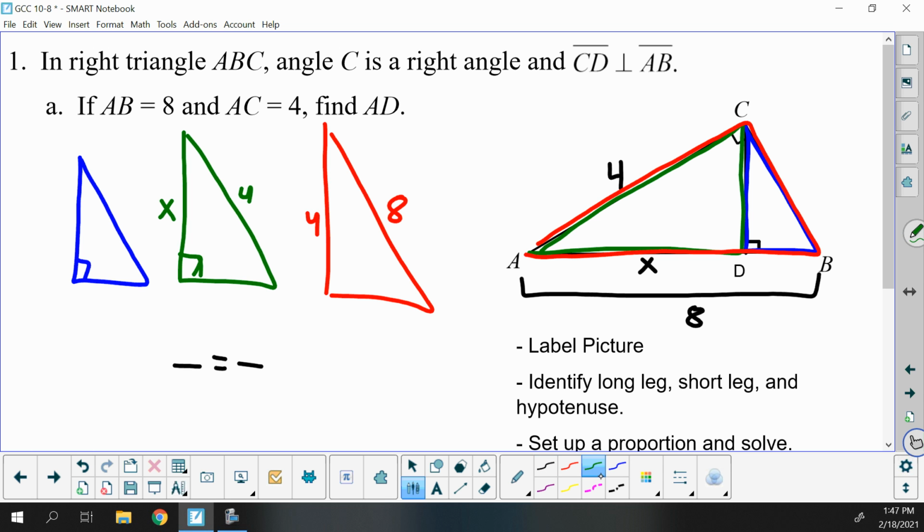Let's start with X, which is in the green triangle. The only thing that would match with is the 4 in the red triangle. So we go back to the green where we knew 4, and that would match with the 8 in the red triangle. So that sets up our proportion. Just cross multiply and solve to get X now. So that's 8x equals 16. We'll divide by 8, and we get x equals 2.